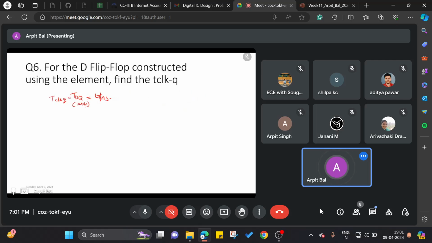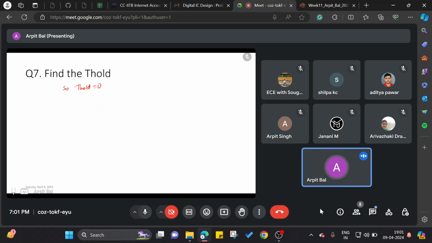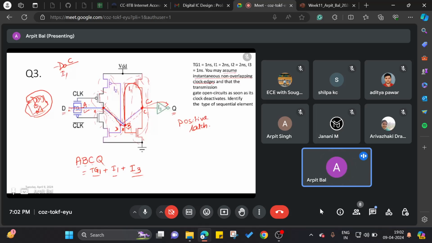Next question was, using the D flip-flop, we constructed a D flip-flop using the element that was mentioned previously. Find the clock to Q delay. The clock to Q delay will be equal to the D to Q, that is 4 nanoseconds. Next thing was to figure out what was the T hold for the given flip-flop. The answer is 0, because in the question it was mentioned clearly that assume instantaneous non-overlapping clock edges. Because of this the T hold is 0.